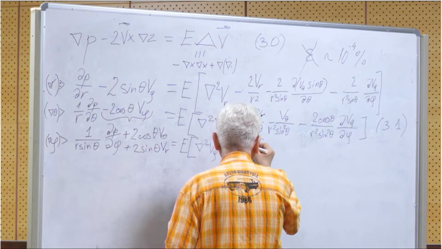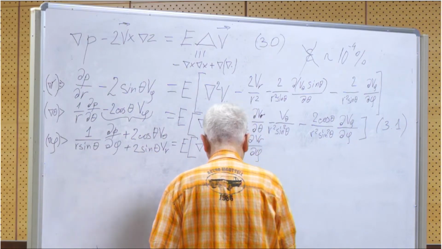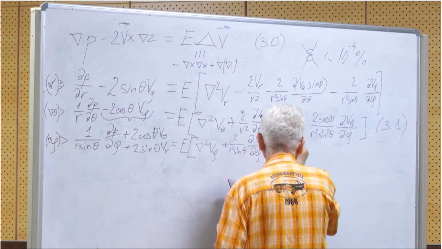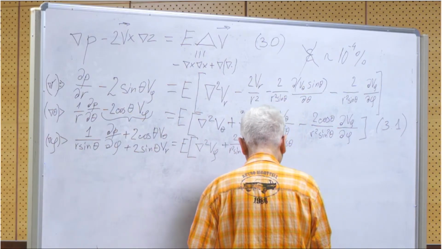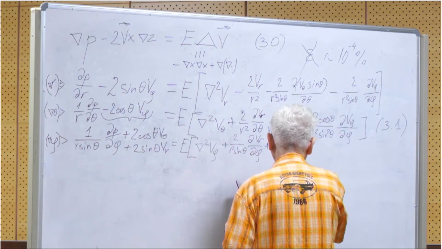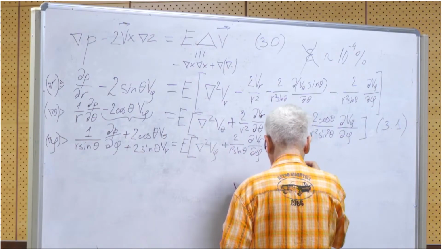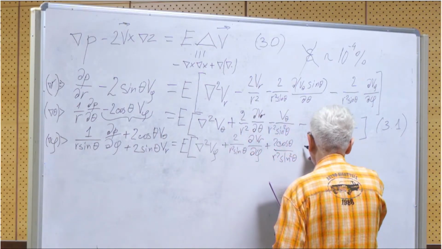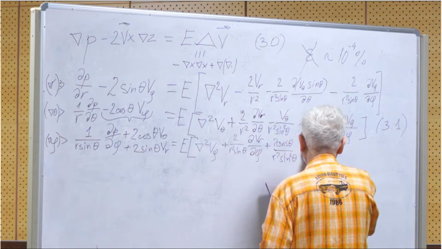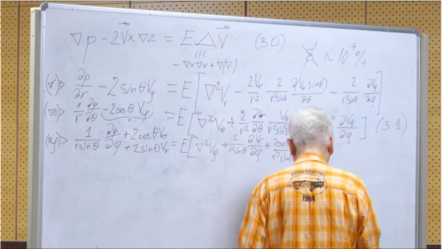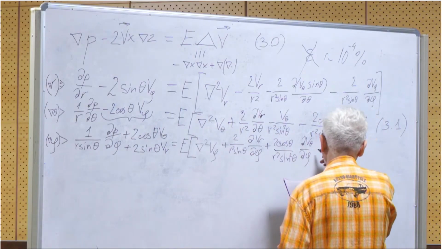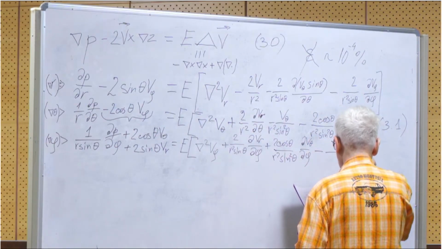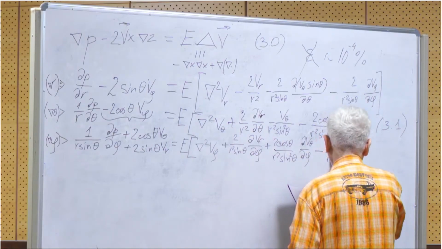dVr by dφ and plus 2 cosine theta over sine squared theta dVθ by dφ, and the final term is just Vφ without any derivatives over sine squared theta.